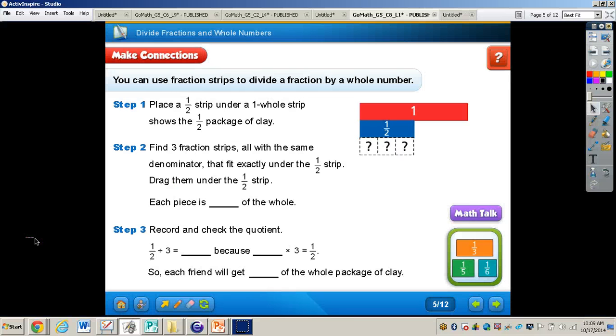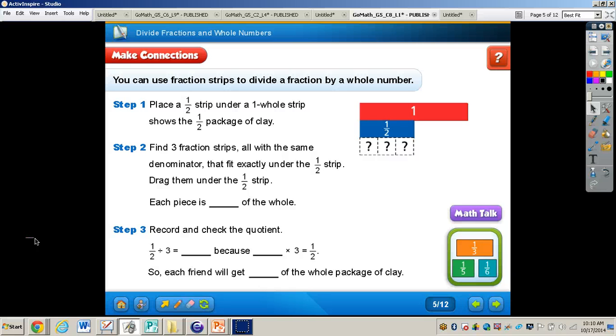You'll need fraction strips for this next problem on page 340. It says you can use fraction strips to divide a fraction by a whole number. Kalia shares half of a package of clay equally among herself and each of her 2 friends. What fraction of the whole package of clay will each friend get? So what we're doing here, we're taking 1/2 and we're going to divide that by 3.